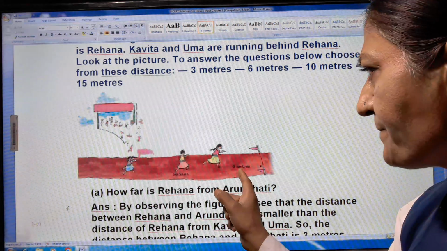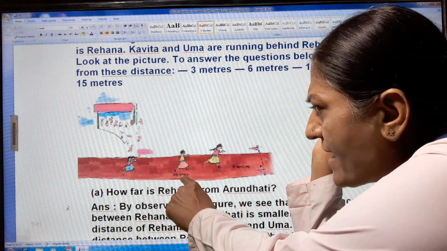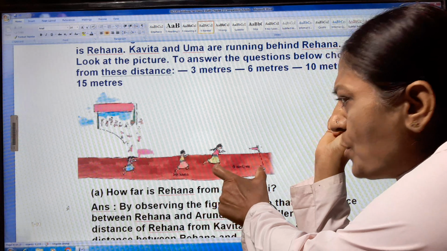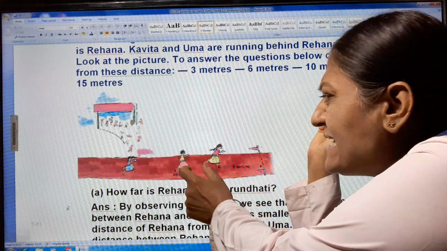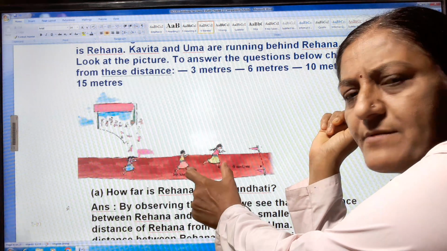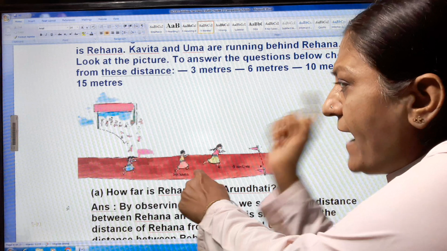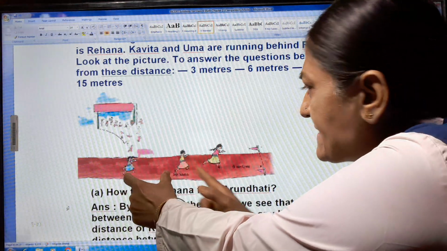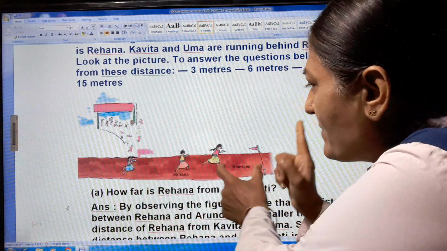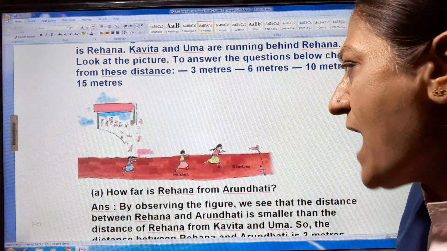Here it is given. But see, the distance between Arundhati and Rehana is not so much. As per the given distance, it is exactly half of the given measurement. So it is 6 centimeters, so here we have to write 3. And the distance between Rehana, Kavita and Uma is also 6 centimeter. Exactly like this: 6 centimeter, 6 centimeter and 3 centimeter. So now we give the answer.